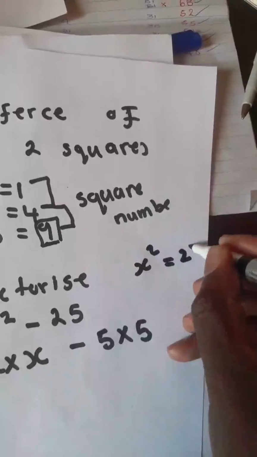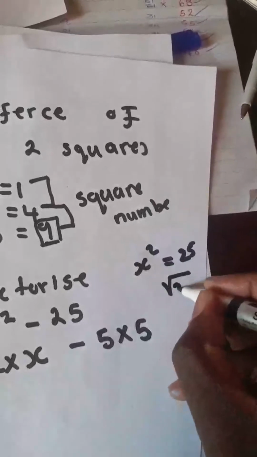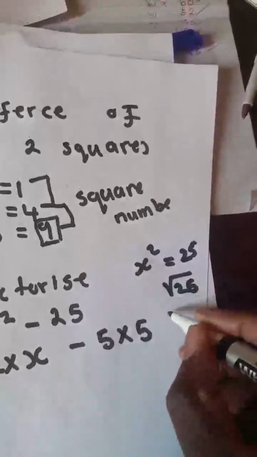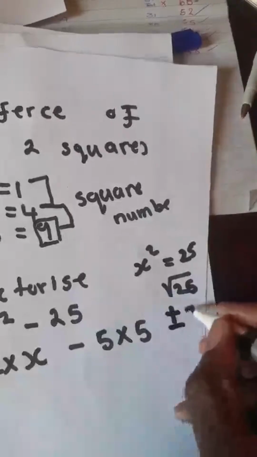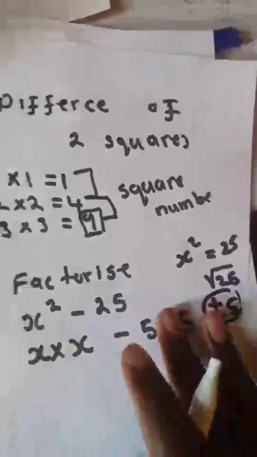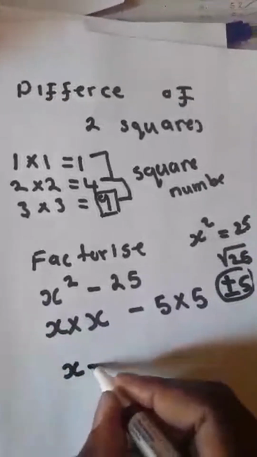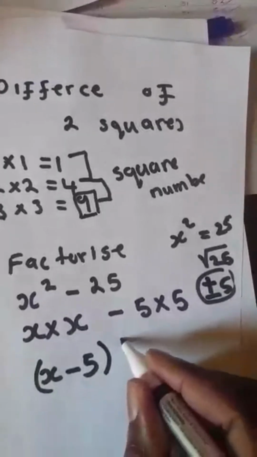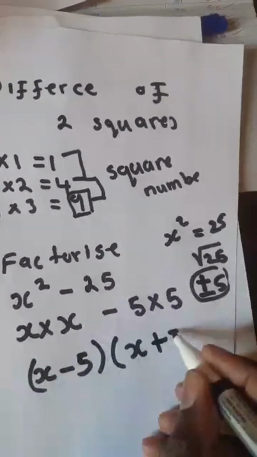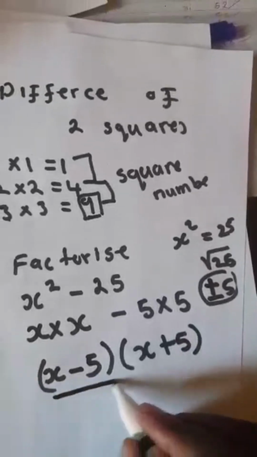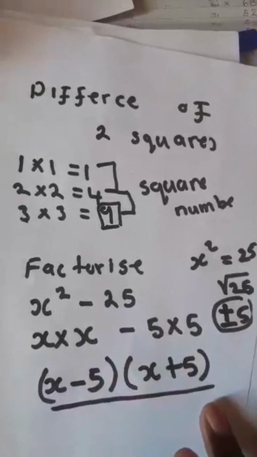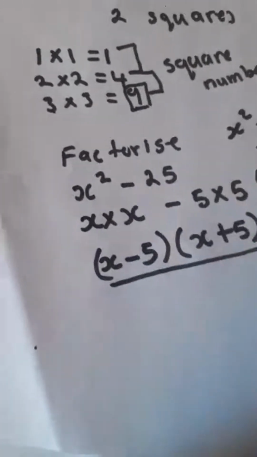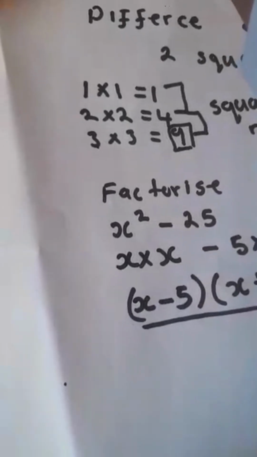So x squared is equal to 25. If we take the square root of 25, we get plus or minus 5. So our answer will be x minus 5, and the other bracket is x plus 5. So we have factorized x squared minus 25. This one is a difference of 2 squares.